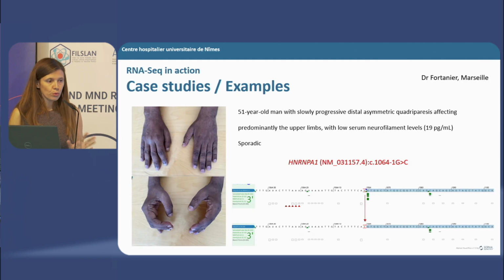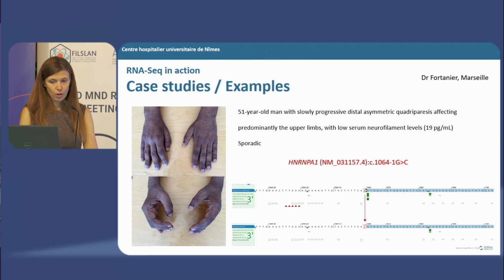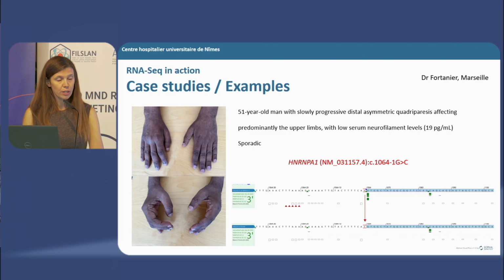So now I'm going to give you a few case studies. For example, this sporadic case followed by Dr. Fortanier in Marseille, a 51-year-old man with distal asymmetric quadriparesis. We identified a mutation that affected the canonical acceptor site of exon 10 of the HNRNPA1 gene. And here on this slide, you can see the result of the in silico prediction.